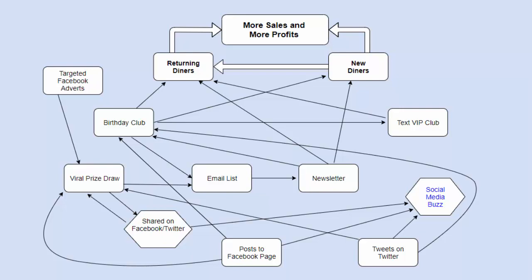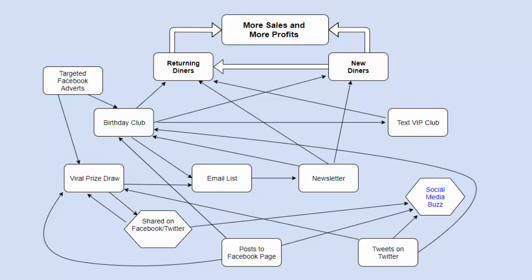The second Facebook advert is a clever type of ad that is only shown to local people who have a birthday coming up in the very near future. As you'll guess, this then invites them to join the birthday club, and so brings them to your restaurant very quickly for their birthday meal, as well as receive your ongoing text offers.